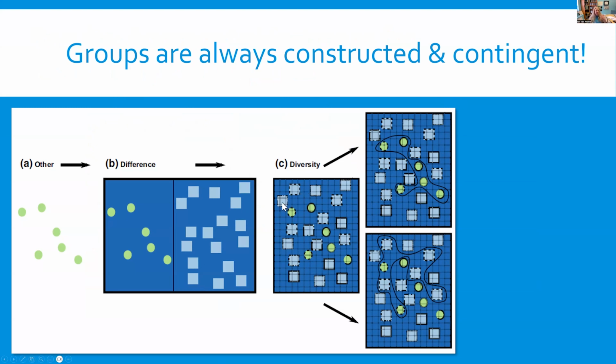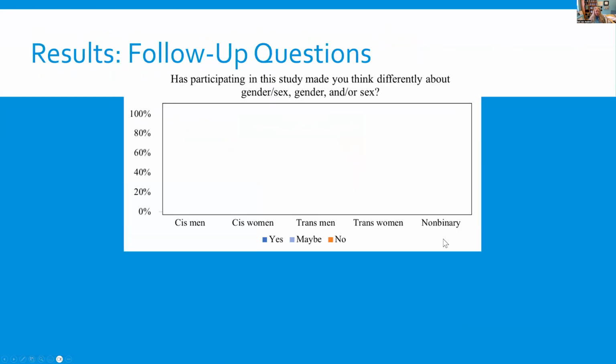So sometimes the numbers or visualizations can tend to reify reality, or create a reality and reify norms and categories, and that's not my goal. That's not what I intend to do. I want to make clear that the categories and groups are always constructed and contingent.